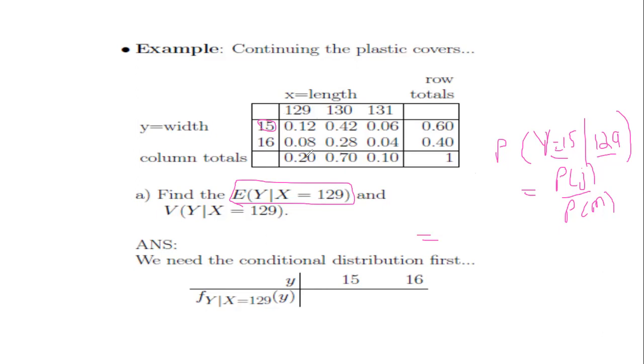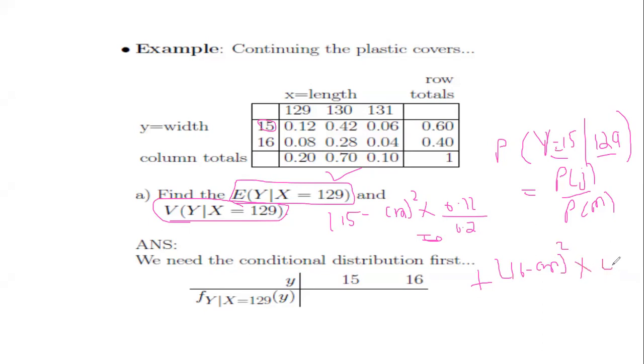Okay, so that becomes the conditional mean, and then how do you find the variance of the same? You have the conditional mean now, right? So 15 minus the conditional mean whole squared multiplied by 0.12 divided by 0.2, plus 16 minus the conditional mean whole squared multiplied by 0.08 divided by 0.2. That becomes the conditional variance.